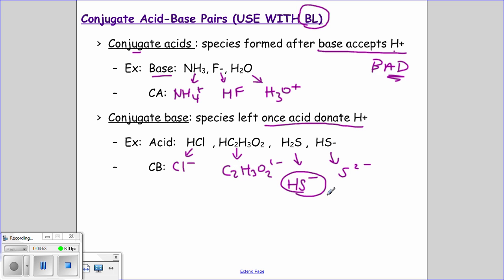So those conjugates are conjugate bases because they now have the ability to actually accept a proton, which is the definition of a Bronsted-Lowry base.